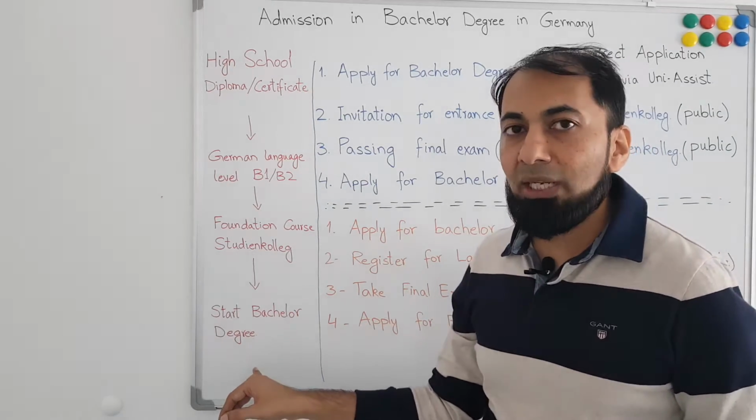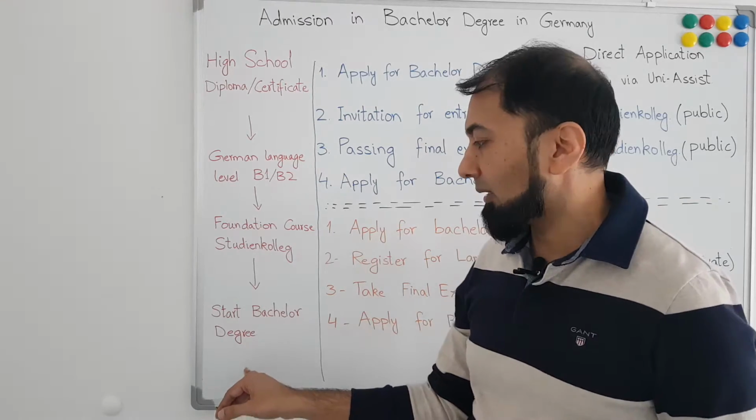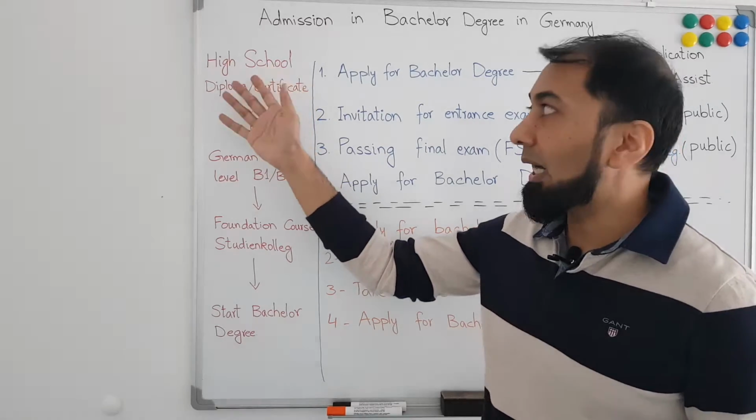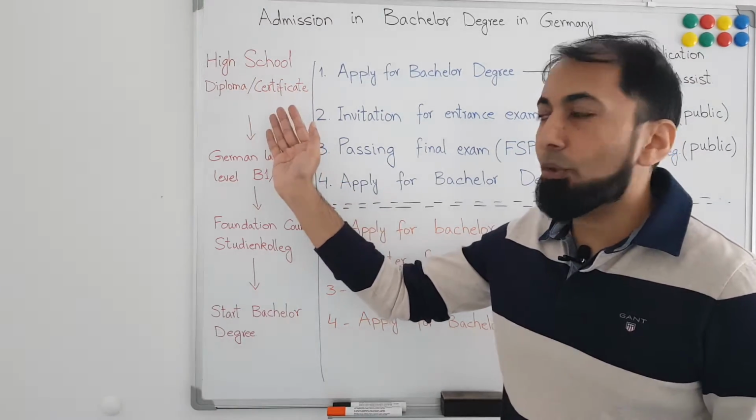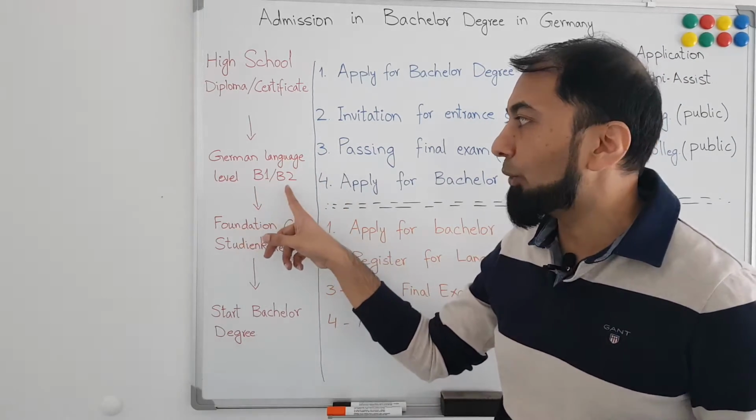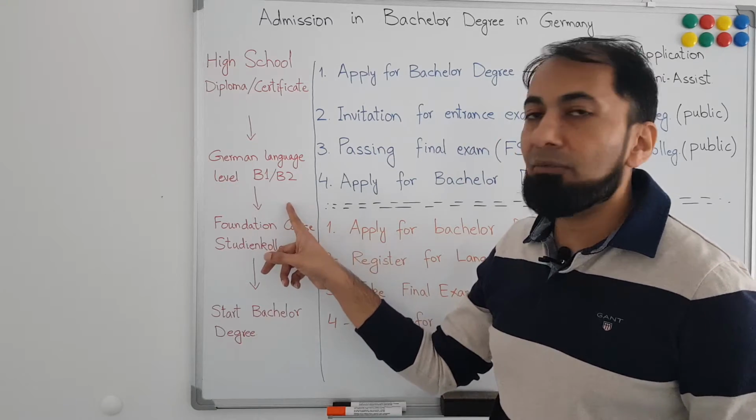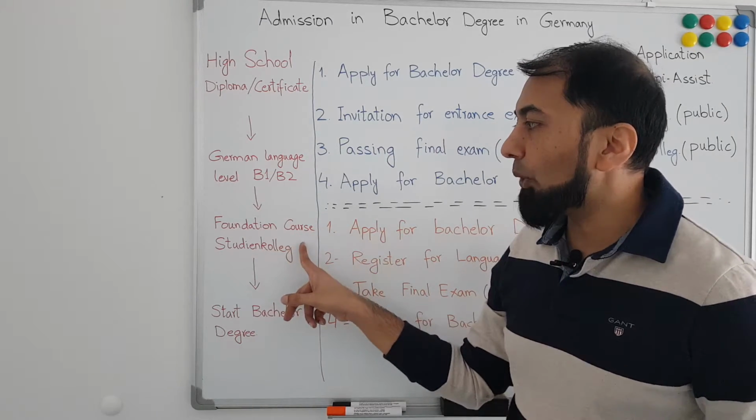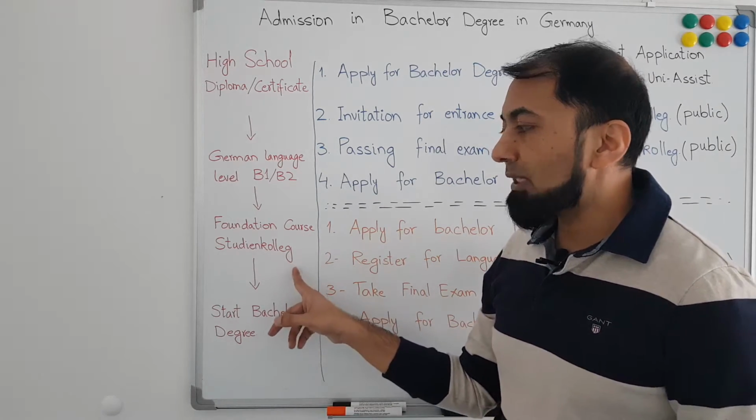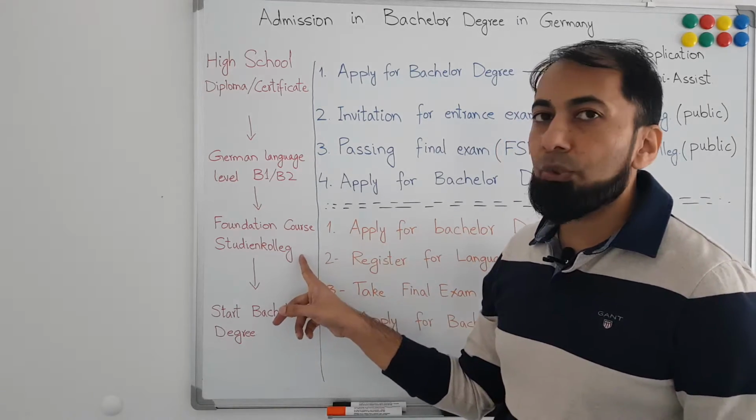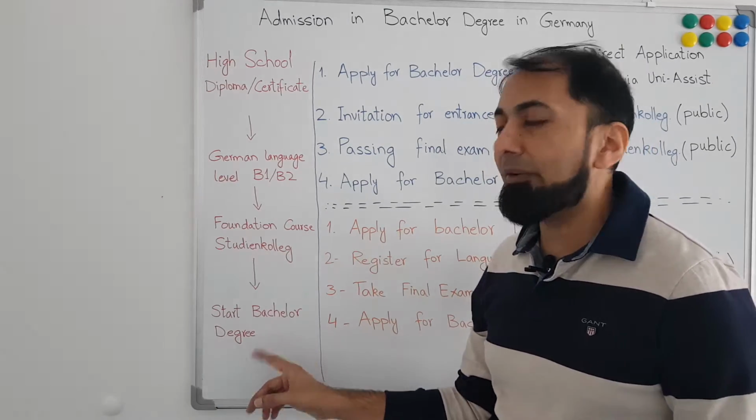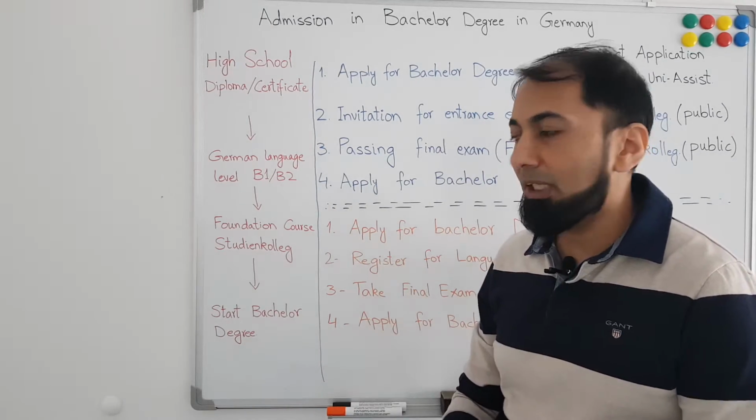This can be in English language, English plus German language, or completely in German language. Now you are somewhere here, you have completed your high school diploma or certificate in your home country. Now you are required to learn German language until B1 or B2 level, and once you have completed it, you have the option to complete the foundation course or Studienkolleg. Once you have completed it, you are entitled to apply for admission in a bachelor degree and start it in Germany.